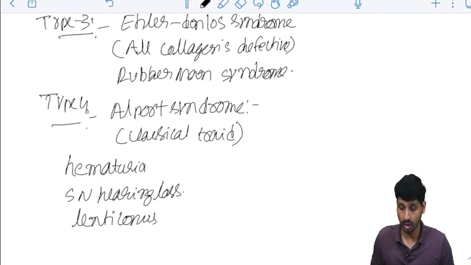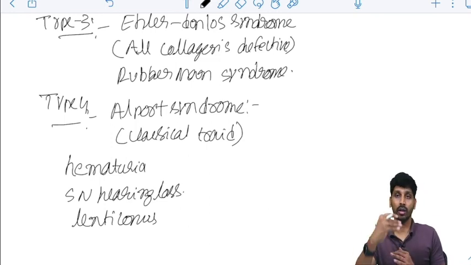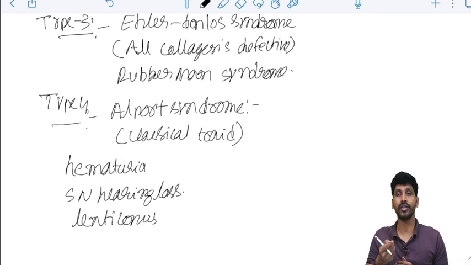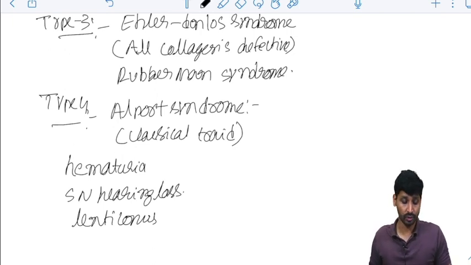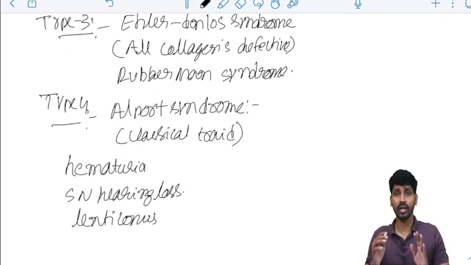Here the curvature of the lens of the eye will be more towards the interior rather than to the exterior. So that is a characteristic feature of lenticonus. So far these are the features related to collagen synthesis, right. So this is the first type of collagen disorders.